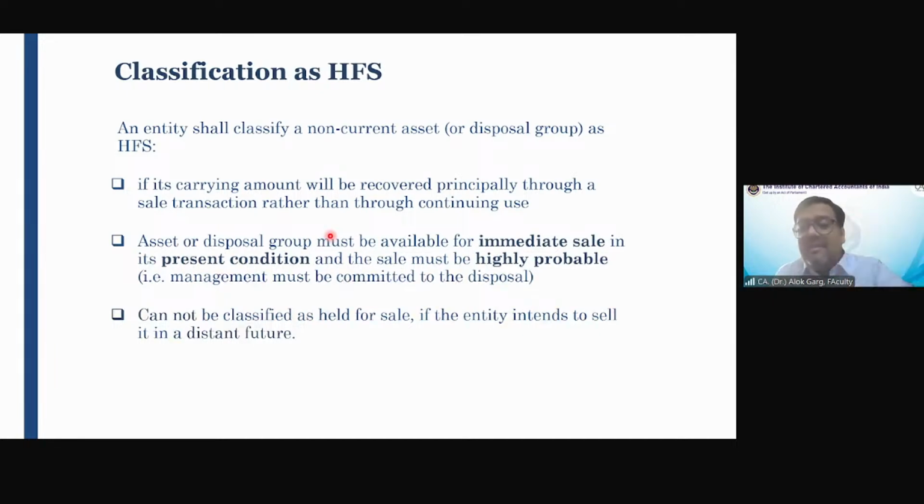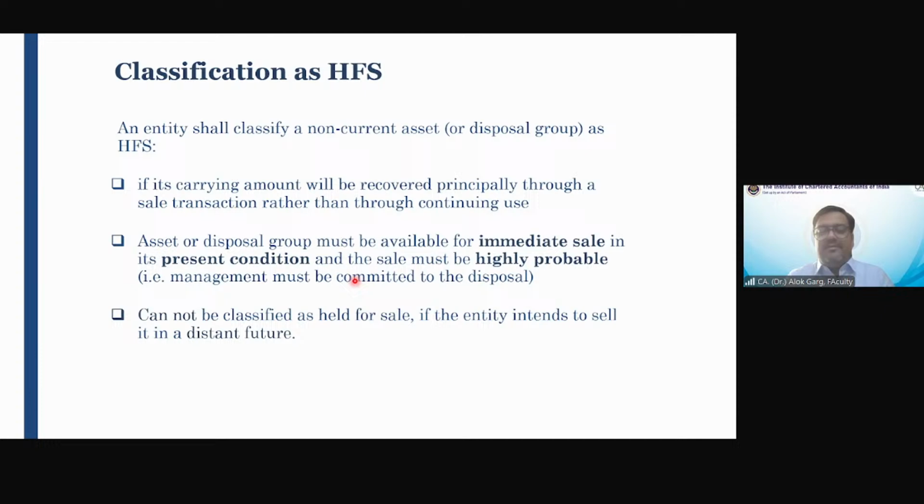आज की हालत में सेल के लिए अवेलेबल नहीं है. सेल के लिए तो अवेलेबल है, but it is not available for immediate sale. Immediate sale के लिए अवेलेबल नहीं है in the present condition. It is not available for immediate sale in the present condition, right? Present condition में sale के लिए available नहीं है.